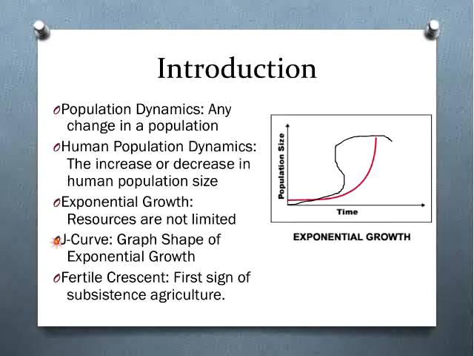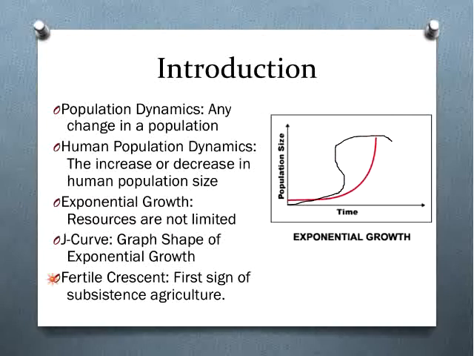And this can be graphed in a J-curve, and that just means the graph shape of the exponential growth. And this red line right here symbolizes the J-curve. Now, the opposite of J-curve is logistic growth, and this can be in the shape of an S-curve, as seen here. I drew that S-curve, so it's horrible, just to let you know.